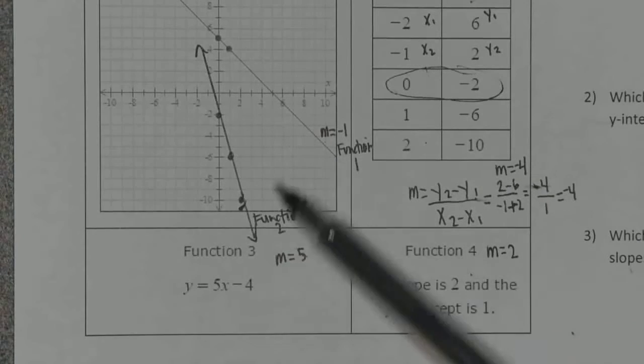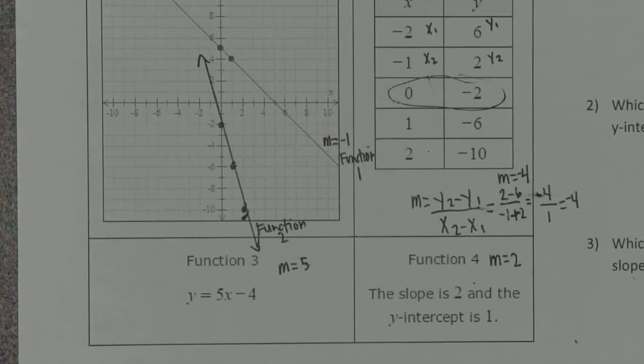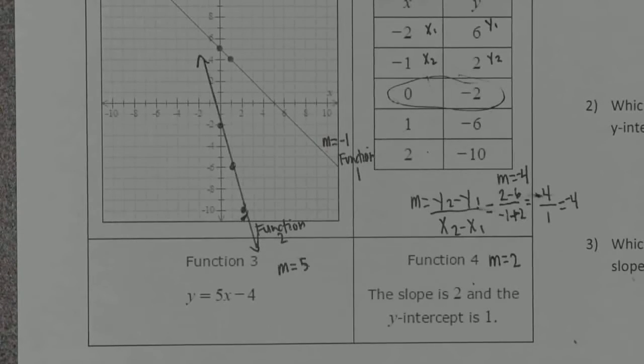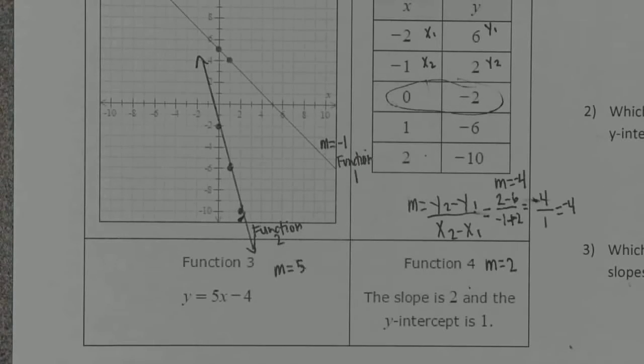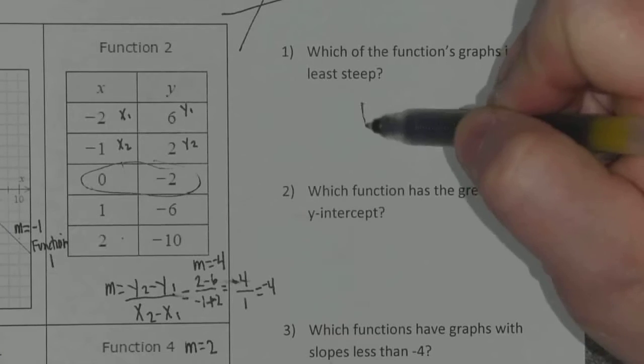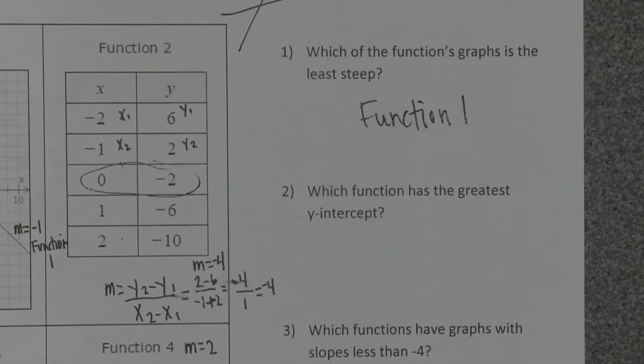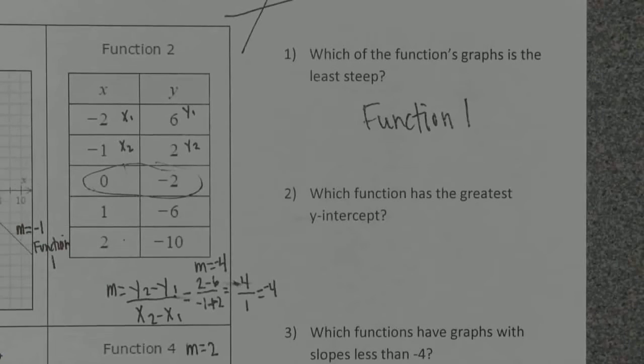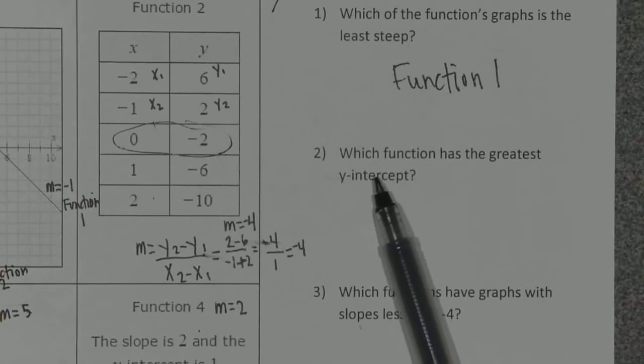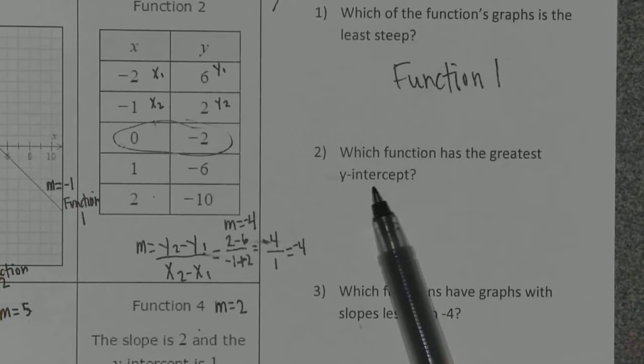So could you tell me, out of these 4 graphs right now, which one has the least steep slope? Function 1, because its slope is the smallest. You're right. Nice job. There's lots of ways you could have looked at that to figure that out. Maybe you have a way that you would have liked better. I think maybe if I were to do it, I would have just graphed them all real fast and saw which one moved up the slowest. Okay? All right, number 2 says, which function has the greatest y-intercept?